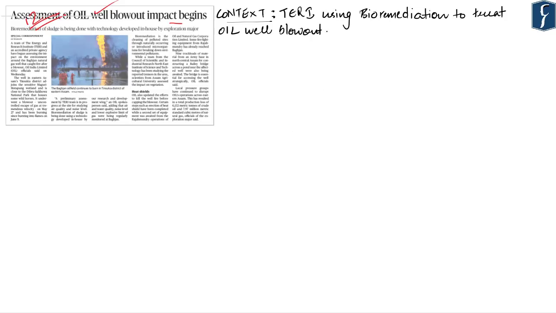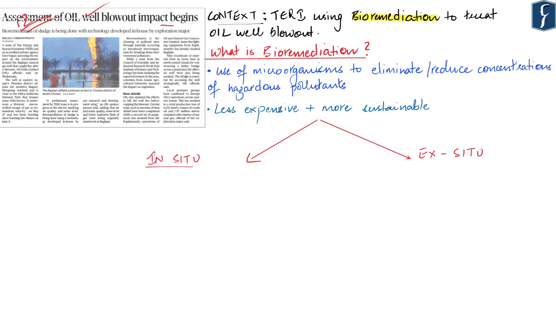Now, TERI is using the bioremediation of sludge in order to treat this blowout. Hence, in this context, let us see what bioremediation is, the 2 ways in which bioremediation is carried out, and what the factors are for effective microbial bioremediation. Let us first understand what exactly bioremediation is. Very simply put, bioremediation is when we use microorganisms to either eliminate completely or at least reduce in concentration the various hazardous pollutants or waste at a contaminated site.